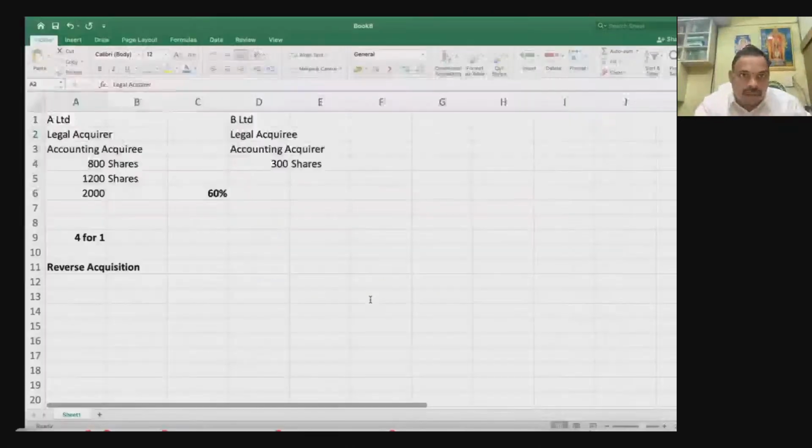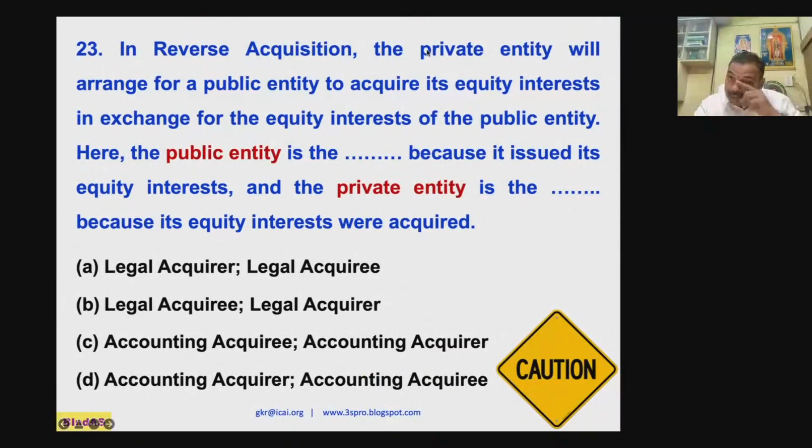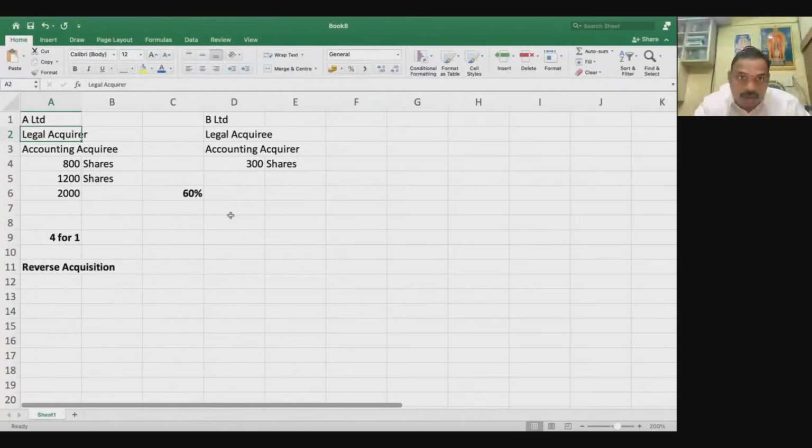Now come to this question. In reverse acquisition, the private entity will arrange for a public entity to acquire its equity interest. So this is your private entity. This is your private.